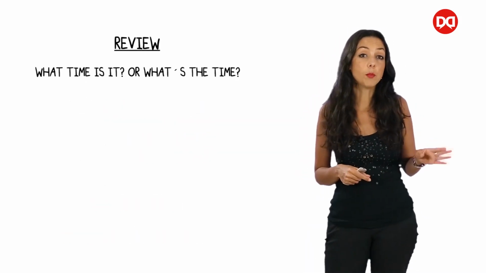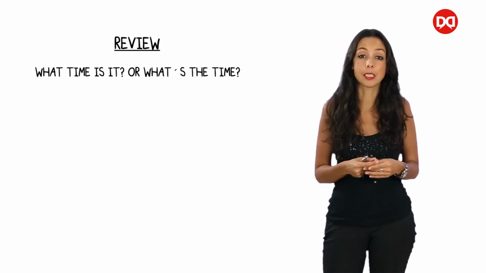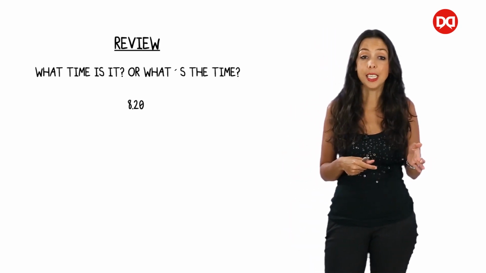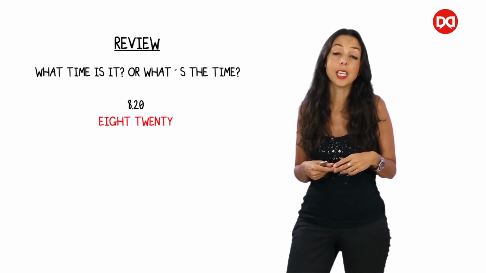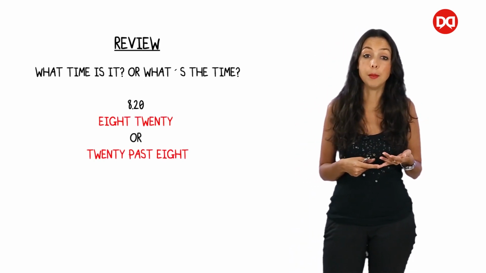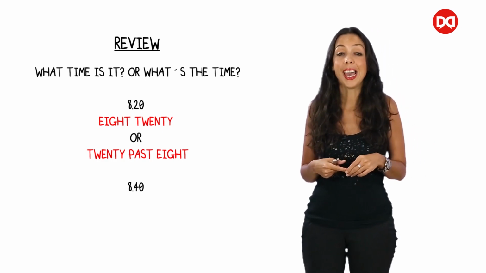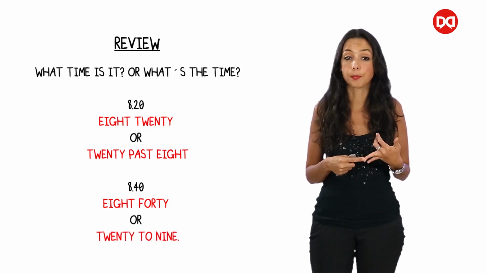With your time, when you want to know the time, you'd say, what time is it? Or what's the time? 8:20 can be eight twenty or it can be twenty past eight. Okay, you have the two options. Or 8:40 can be eight forty or twenty to nine.